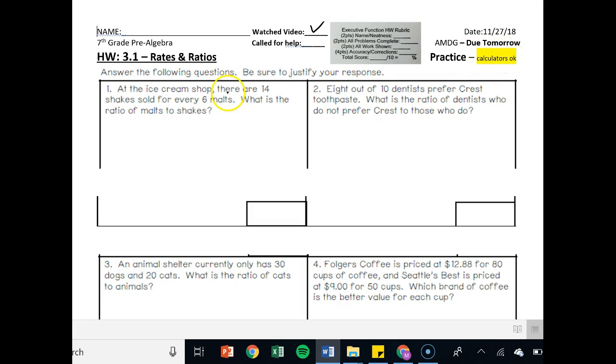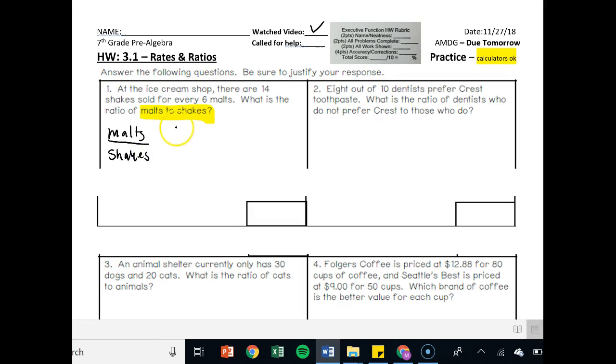So it says, answer the following questions. Be sure to justify your response. At the ice cream shop, there are 14 shakes sold for every 6 malts. What is the ratio of malts to shakes? So that's important. You want malts on top of your ratio, and then you want shakes on bottom. So let's go ahead and do that.